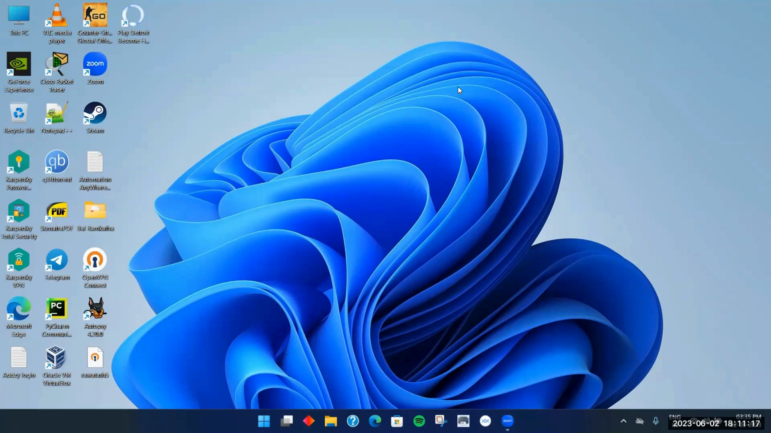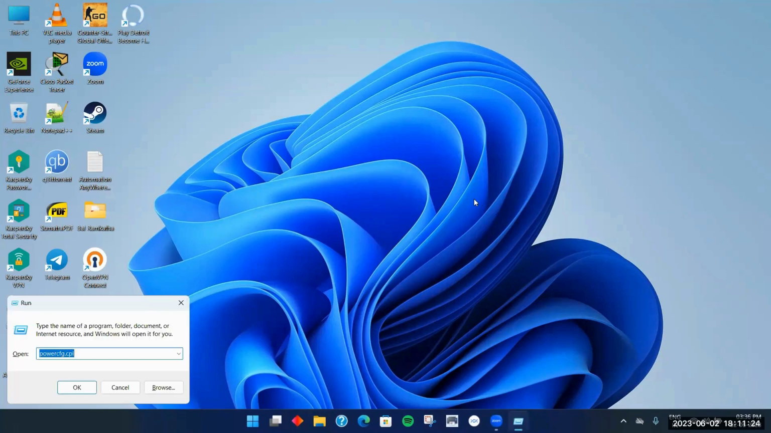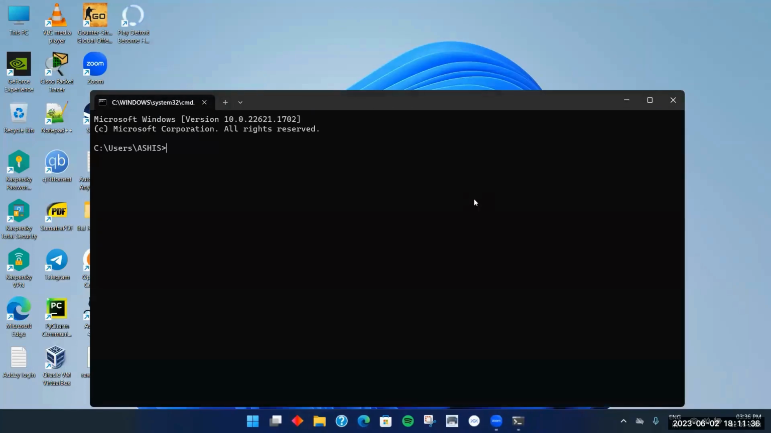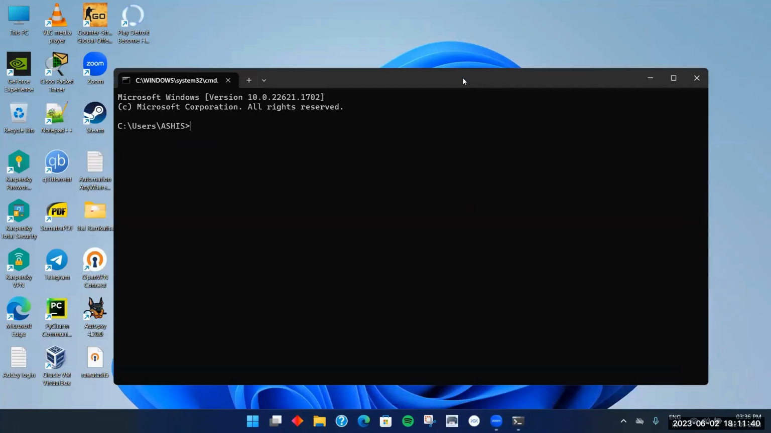So just press Window key plus R. Here is the Run command, a Run pop-up in front of you. Type CMD. This is basically a command prompt in front of you. Here we put some commands to get some volatile data from the system.